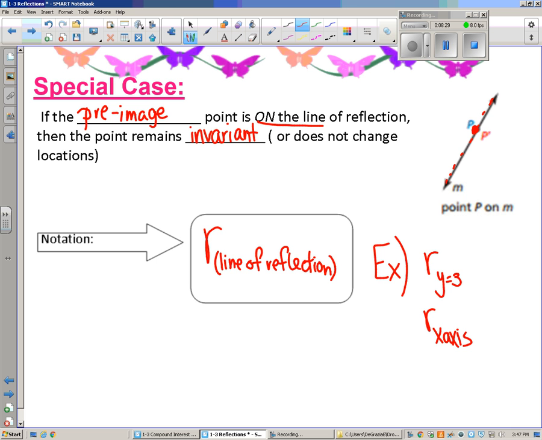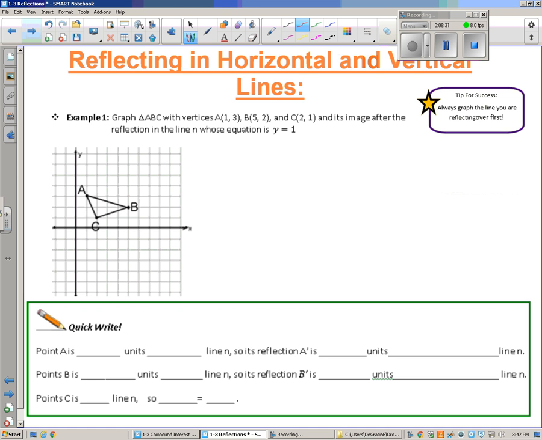So let's go ahead and try one. We're reflecting over horizontal and vertical lines. In example 1, they want us to graph triangle ABC with vertices A at (1, 3), B at (5, 2), and C at (2, 1), and its image after the reflection in the line N whose equation is y equals 1. So the first thing you want to do is graph that line. Remember, where is y equal to 1? Well, y is equal to 1 right here, so it has to be a horizontal line through that point, and you're going to draw that line in. There's your line of reflection. Now we're ready to go.